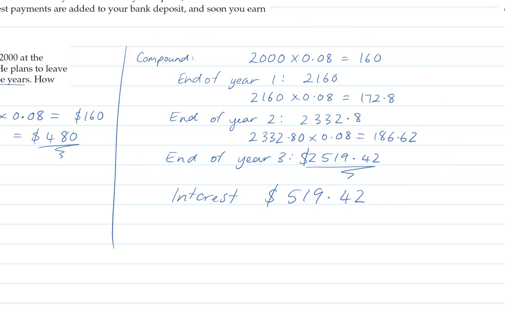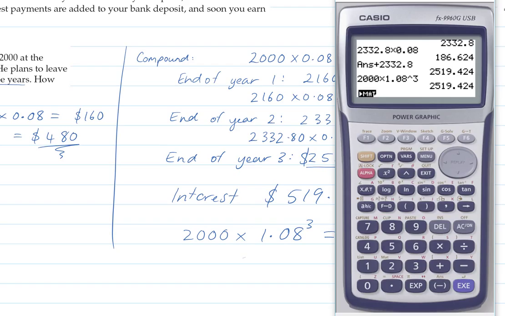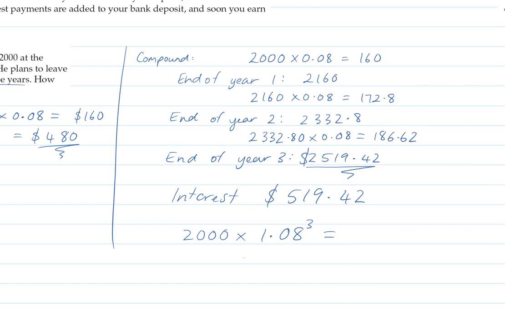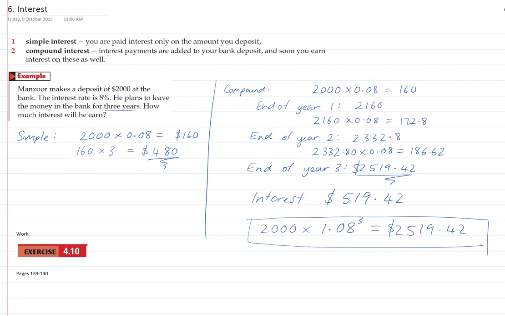There's a much faster way to do that. All we do is we go 2,000 times 1.08, so the 1 keeps 2,000, the 0.08 adds 8%, and we take it to the power of the number of years that we're going to have it in the deposit. So we go 2,000 times 1.08 to the power of 3, and then we get the same amount as we saw before, 2519.42. So that's a much faster way for you to calculate compound interest, and in your number assessment it is probably going to be compound interest.